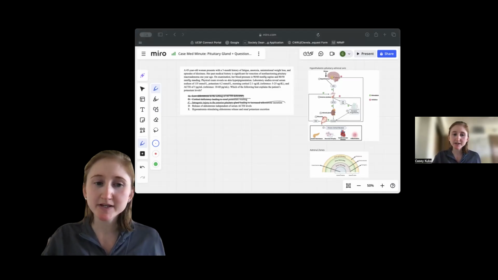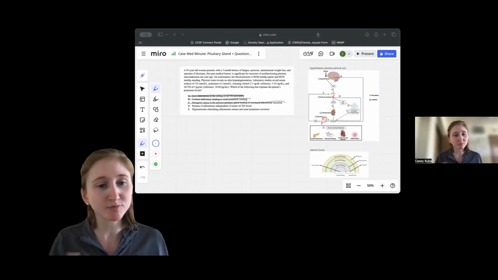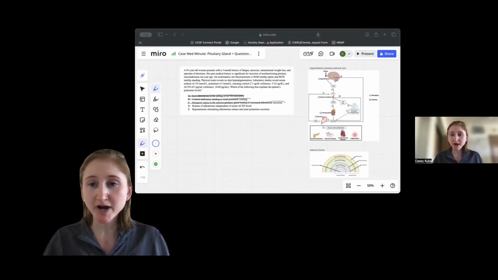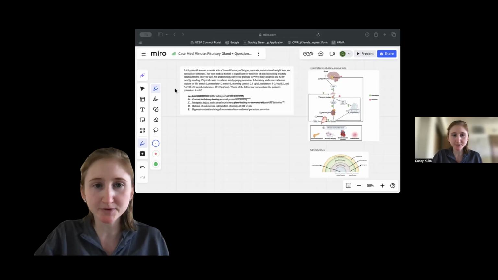For D, release of aldosterone independent of serum ACTH levels. This is the answer we're looking for. It matches our prediction from our thought process. If I were taking the actual exam, I would pick this answer and move on to the next question. During practice and here today, for the sake of the exercise, I still recommend evaluating every single answer choice to make sure you can identify why any remaining choices you haven't evaluated are not correct. It's a really good exercise to test your understanding of the material.